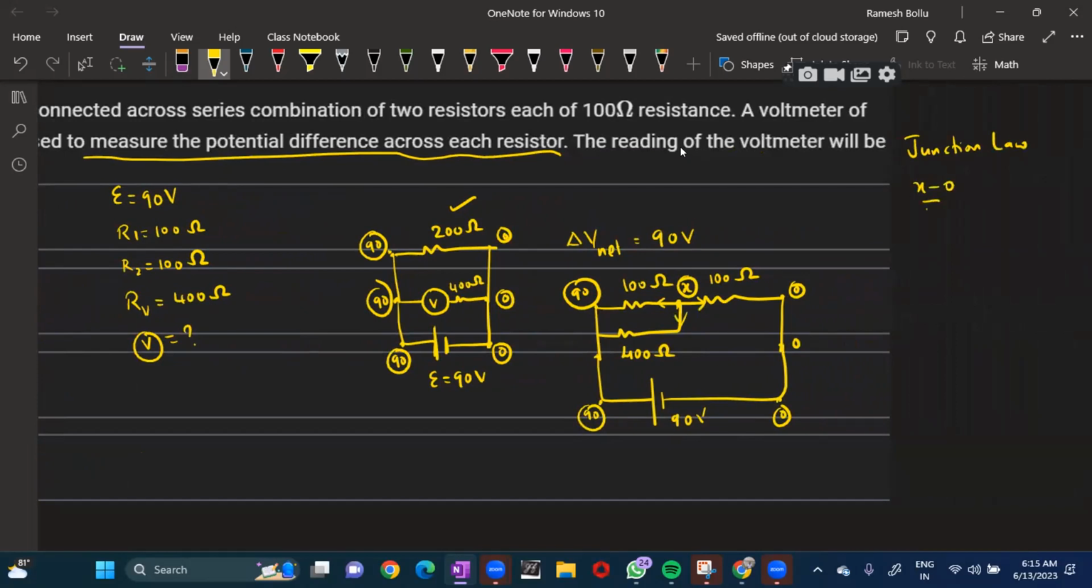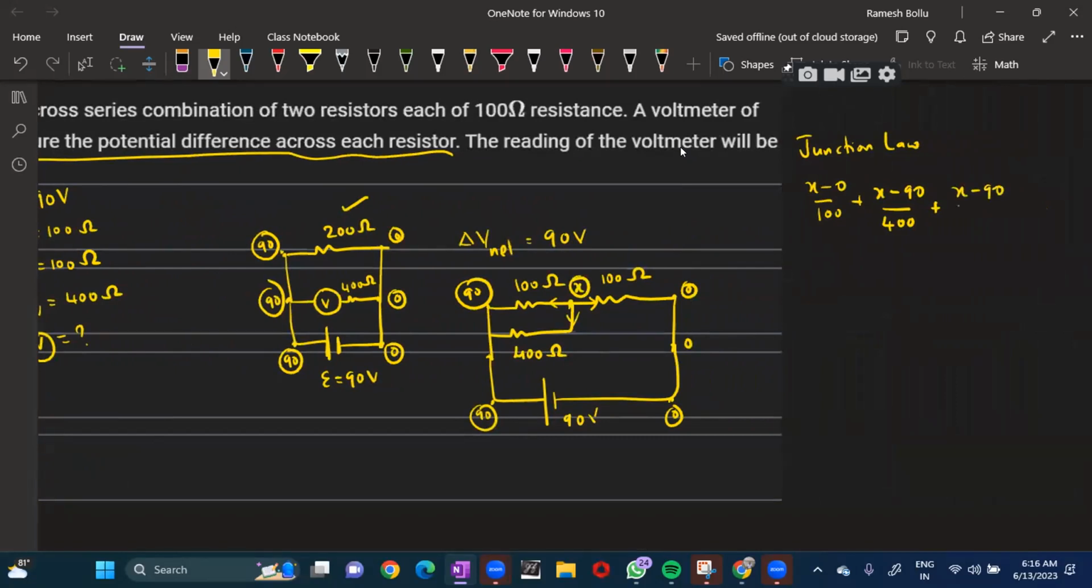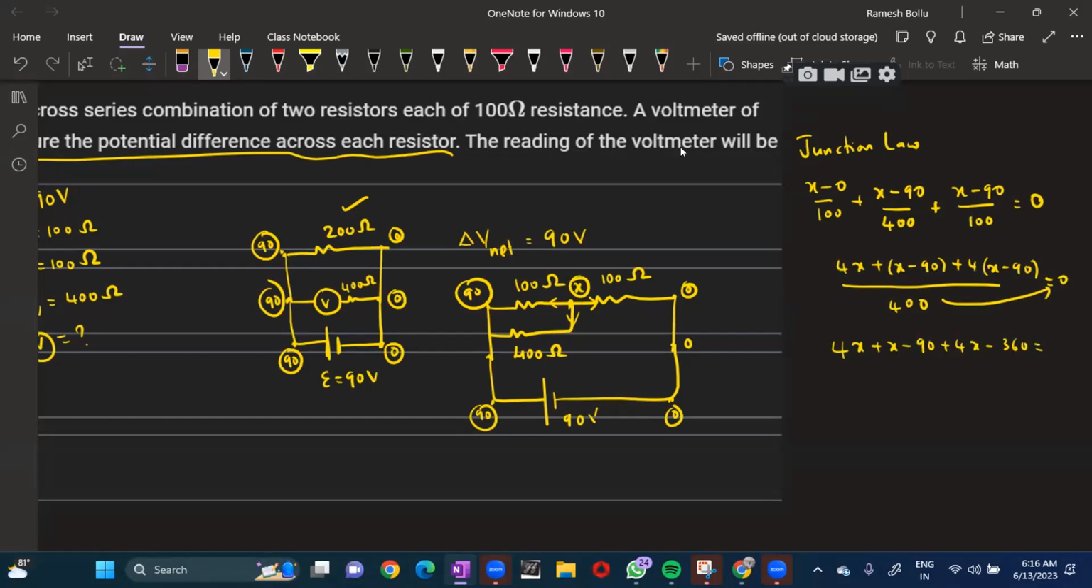So X minus 0 by 100 plus X minus 90 by 400 plus X minus 90 by 100 equal to 0. Understood all of you? If you take the LCM 400, 4 into X plus X minus 90 plus 4 into X minus 90 equal to 0. Take this LCM that side. So 4X plus X minus 90 plus 4X minus 360. 4X plus X, 5X. 5X plus 4X, 9X minus 90 minus 360.